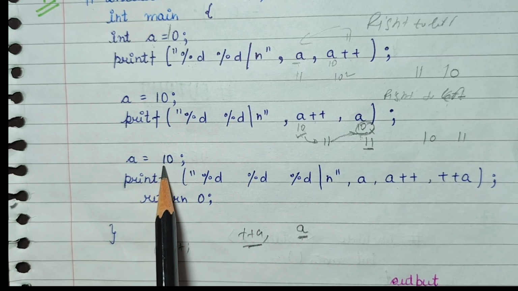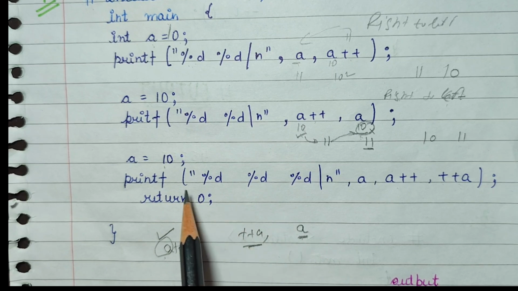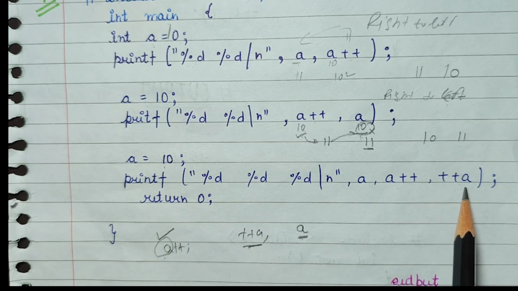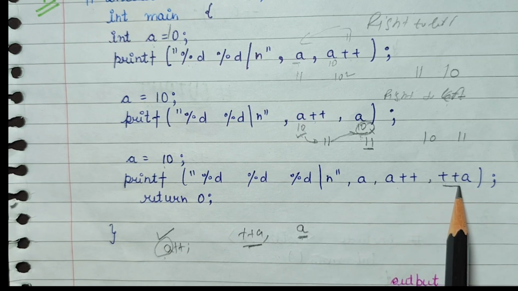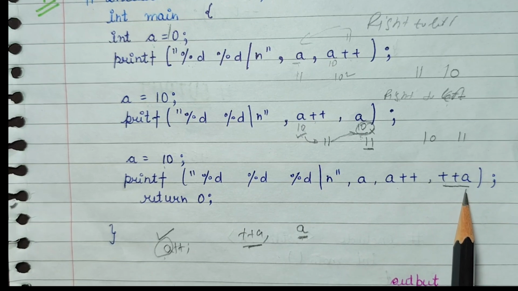So now we move to the next statement, a is equal to 10. Now here we have three variables. Okay, so again we move from right to left. So this one is the pre-increment. So a temporary value is assigned here, but this value will not display in the output.